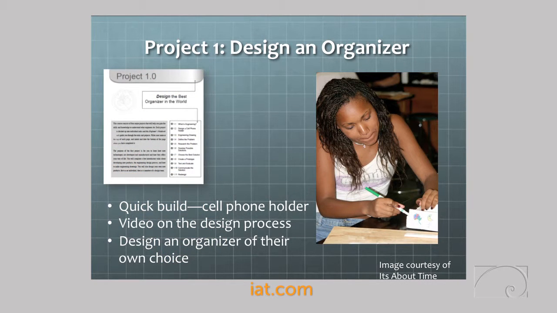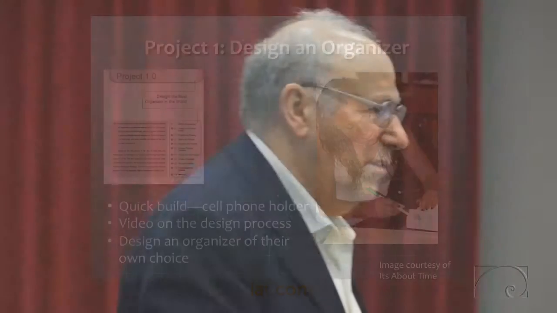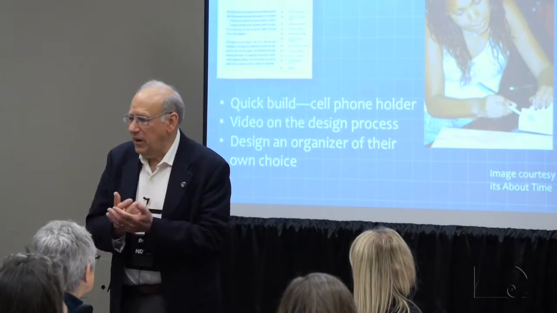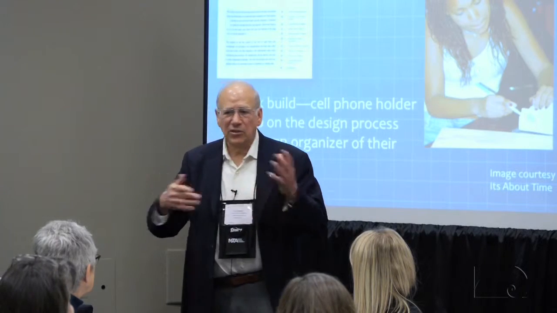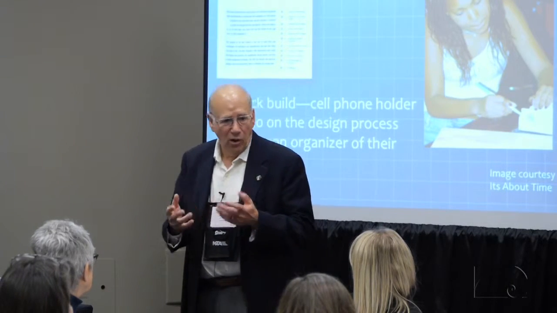So quickly, what are the four units? The first one is Design an Organizer, and it begins with a quick build. Design a holder for a cell phone, or what do we call these now, personal digital assistants. Because just about everybody has one, or they know someone who has one, and they know the problems with it. So they share those problems, they define the criteria and the constraints. We give them some cardboard and they make a holder for it.